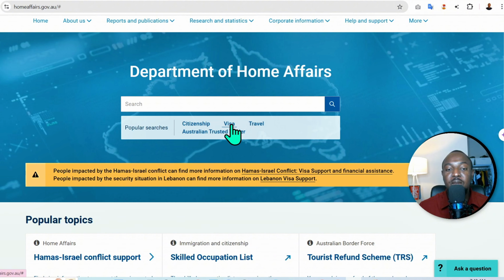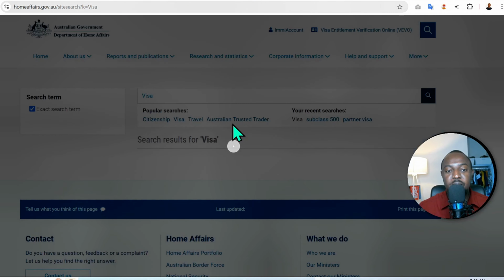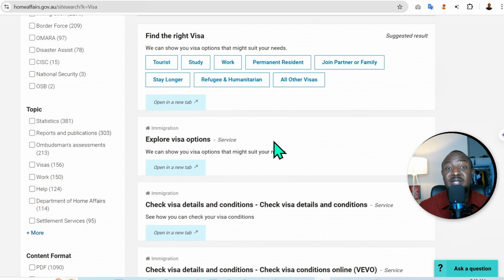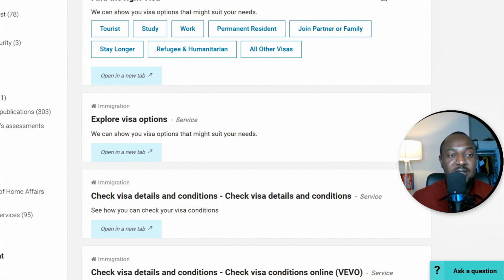When you come here, you see the Department of Home Affairs. You can go here and click on visas. This website is powerful, guys. It gives you every detail you would need. When you come here, find the right visa: we have the tourist visa, study, work, permanent residence, joint partner or family, stay longer, refugee and humanitarian, and all other visas. So you find every piece of information here. I highly suggest you do a further deep dive on what I'm going to tell you in this video today.